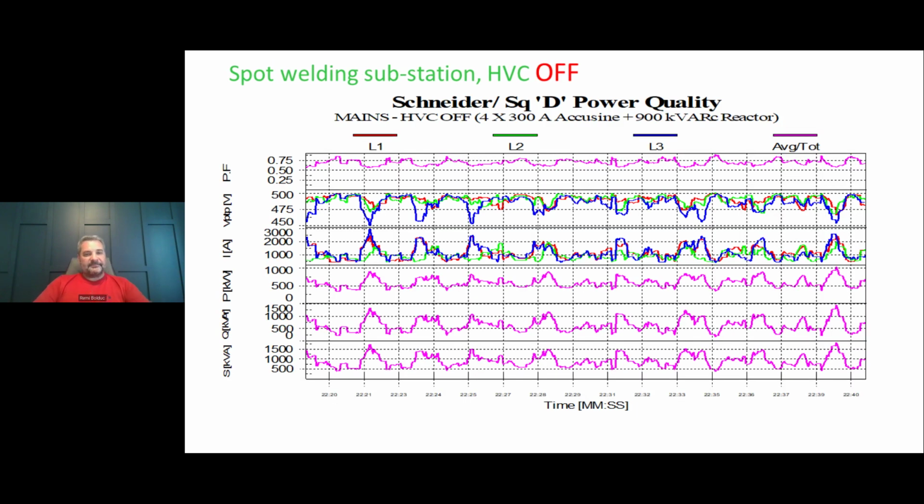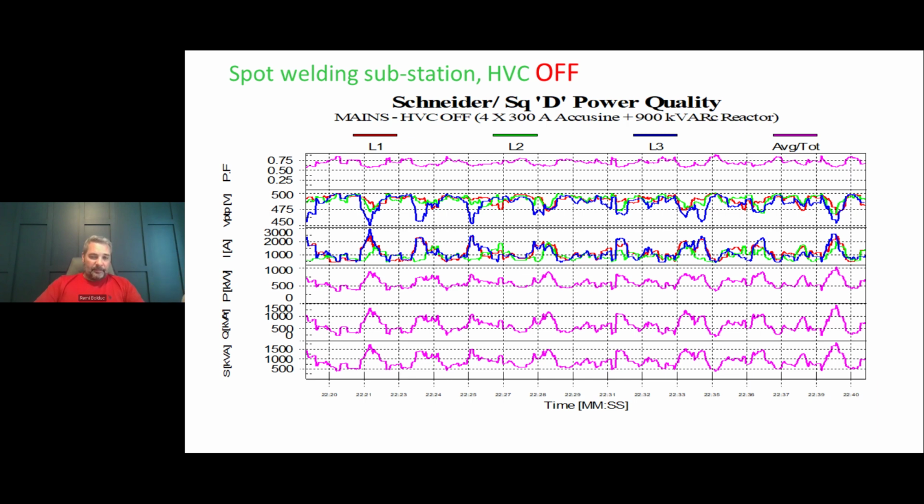So looking at this example, we have the power factor at the top, varying from 50% to 75%. The voltage supply varies from 450 volts to 500 volts. The demand current varies from 300 amps, peaking at 3000 amps. Kilowatt demand varies up to 1000 kilowatts. kVAR goes up to about 1700 kVAR, and the kVA goes to about 1800 kVA.